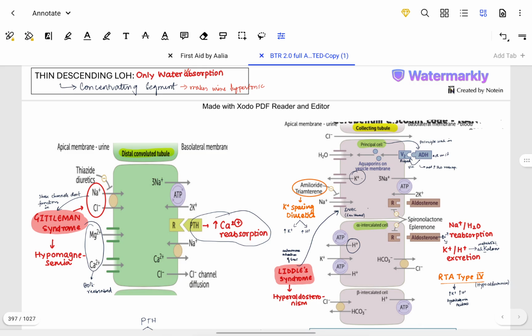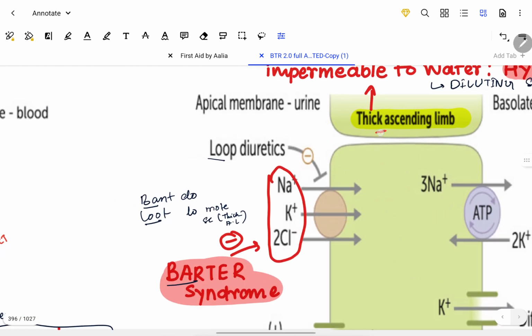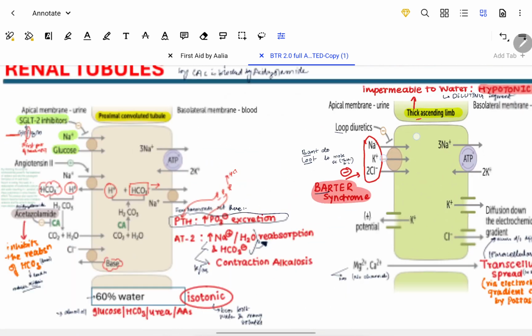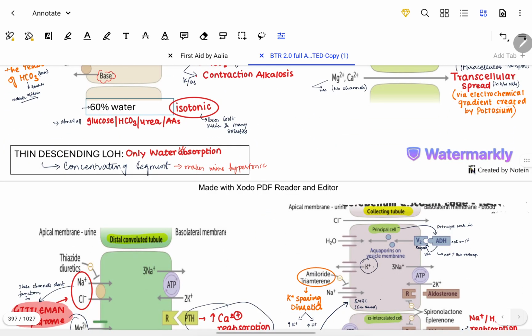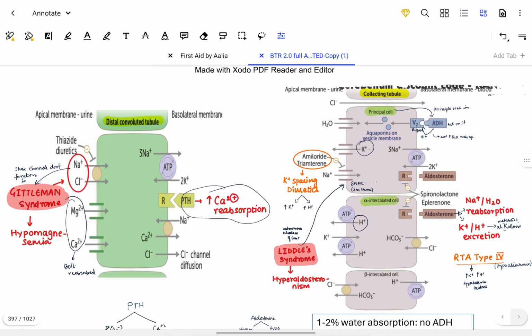How do we remember that? For thick, and in DCT we don't have any word for K, so potassium is not being reabsorbed, just sodium and chloride. And here as well, magnesium and calcium are being reabsorbed, but here we are using channels. In case of thick ascending loop of Henle, it was a paracellular transport. And here we have calcium reabsorption.